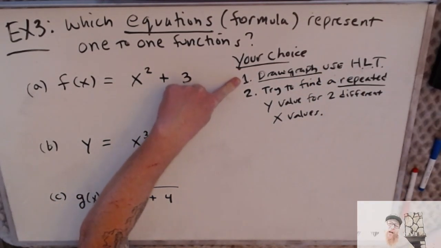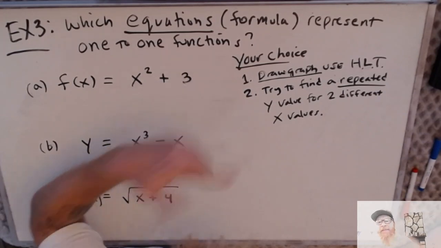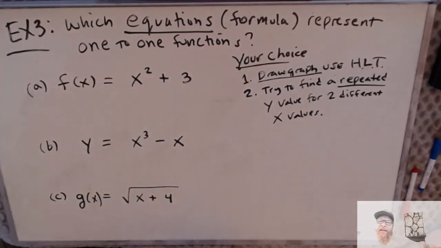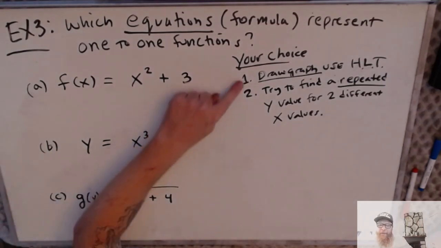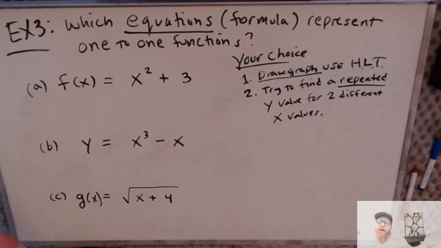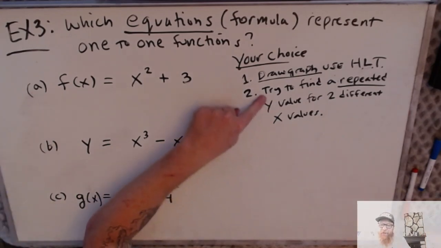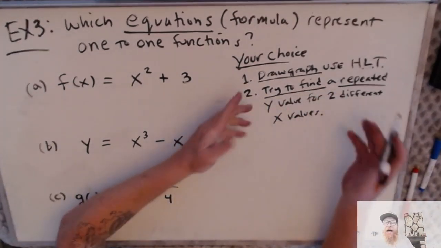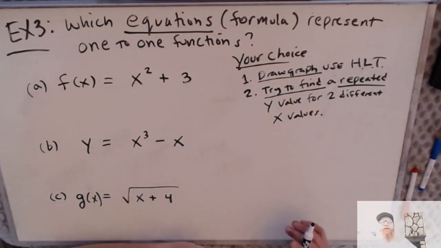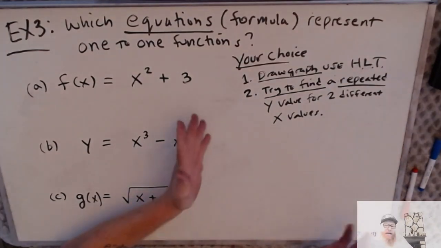All right. If you don't, or if you just don't want to spend the time drawing the graph, in the last couple sections, I spent a lot of time showing you different techniques for drawing graphs, so you can use those. But you might not want to. You might say, well, I don't want to draw a graph. I want to find another way. Well, you can do that. Your option is to try to find a repeated y value. All right. And you might not find it.